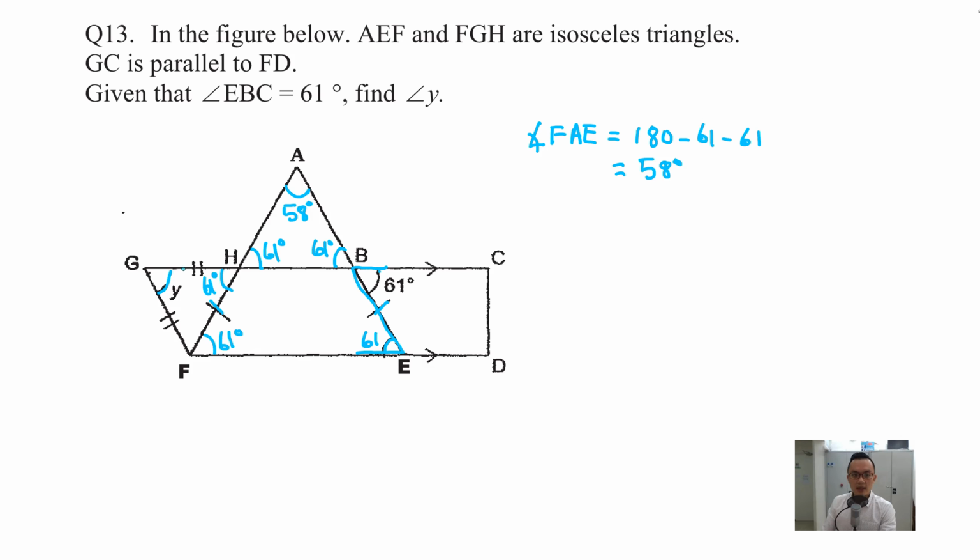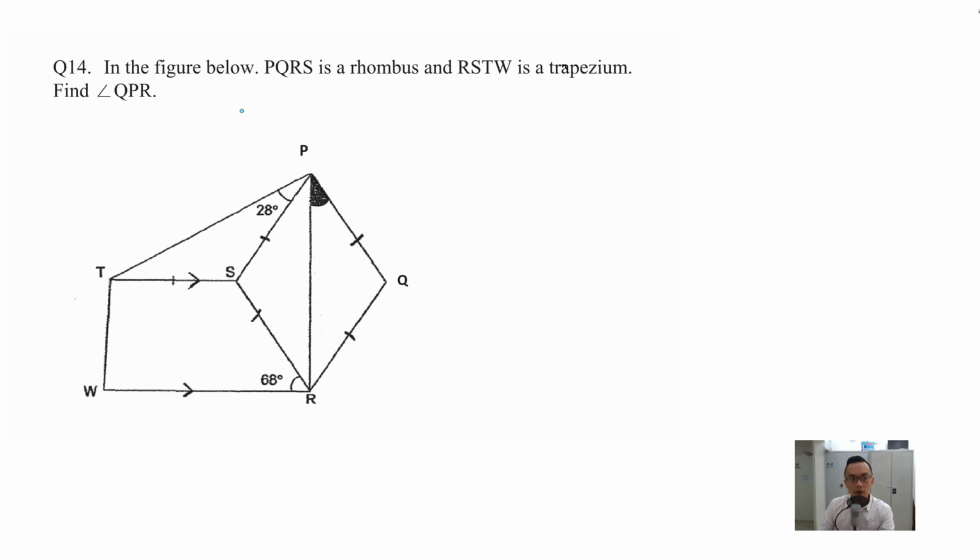Or you can also see it as the Z over here. If this is 61, this is also 61. Because they are isosceles, this is also 61 degrees. And therefore, angle Y is the same as 180 minus 61 equals 58 degrees. And that's the answer.